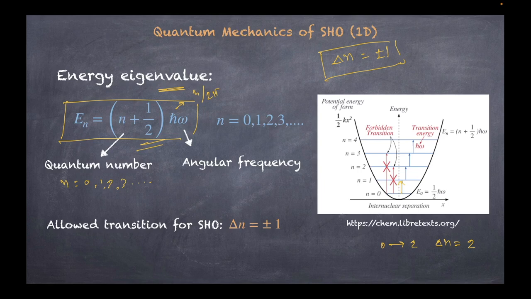0 to 3 is not allowed, but again 1 to 2 is allowed, because here in this case delta n equal to 1 plus 1. Again 2 to 3 is allowed, 3 to 4 is allowed, like this. So basically the take home message is the allowed transition for simple harmonic oscillator is delta n equal to plus minus of 1. Now I am not here going into the details of why this is the case.